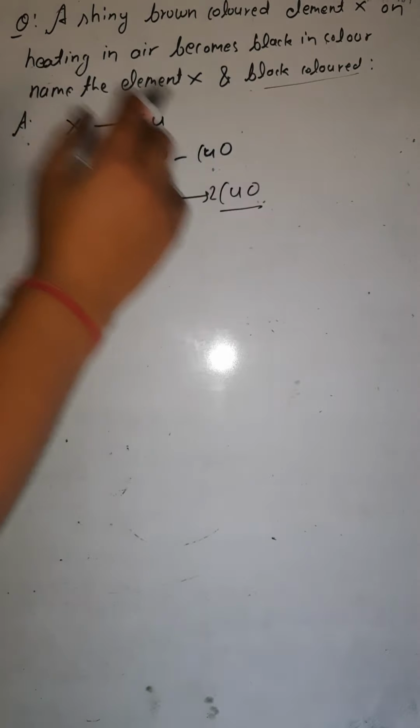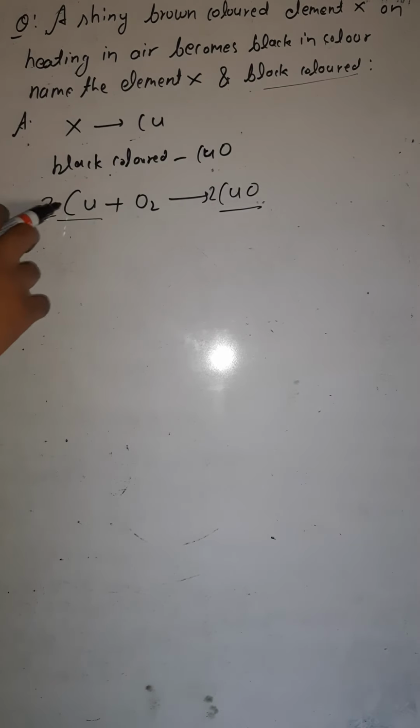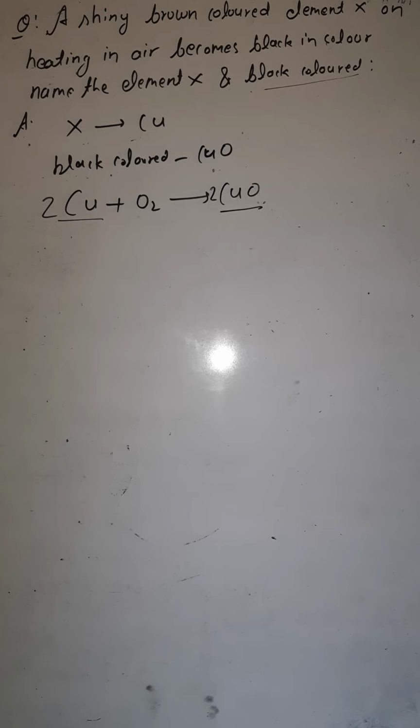So the black colored one is copper oxide, and the shiny brown colored one, that is the X, is copper. So X is copper here, and the black colored one is copper oxide. So this is the second question. Just note it down. Now here you can see another question on the board.